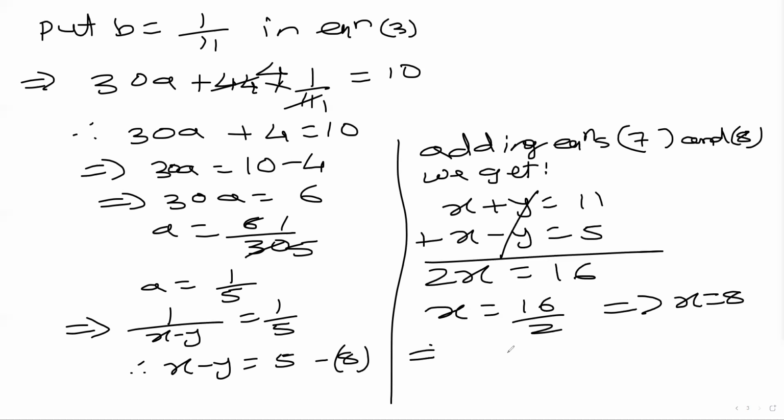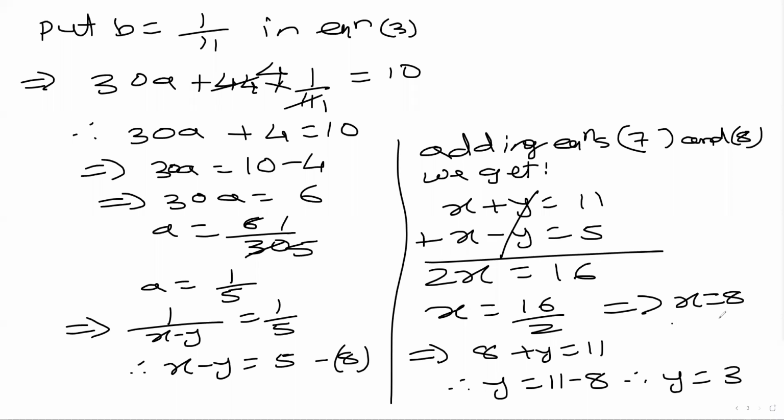So this implies that 8 plus y is 11. Therefore, y is equal to 11 minus 8. Therefore, y is equal to 3. Okay, got it? Yes, sir. Clear? Okay. All right then.